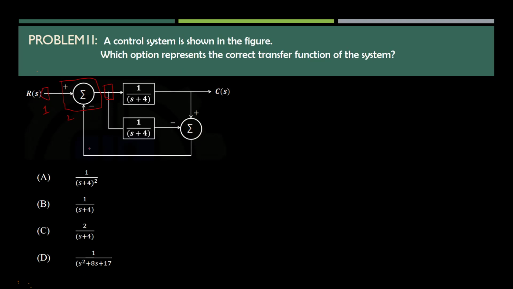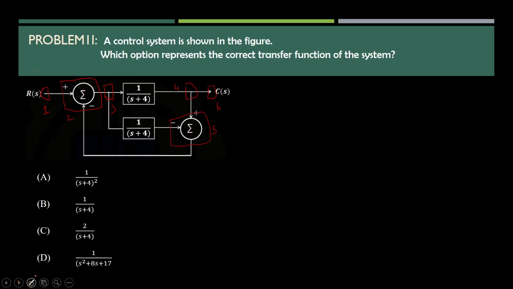Because an internal connection is there between the input side summing point and the output side summing point, I am going to take the summing point as a single node and this takeoff point as another single node, the third one. And here also, I am going to take this as the fourth node, this summing point as the fifth node, and the output node as the sixth node.